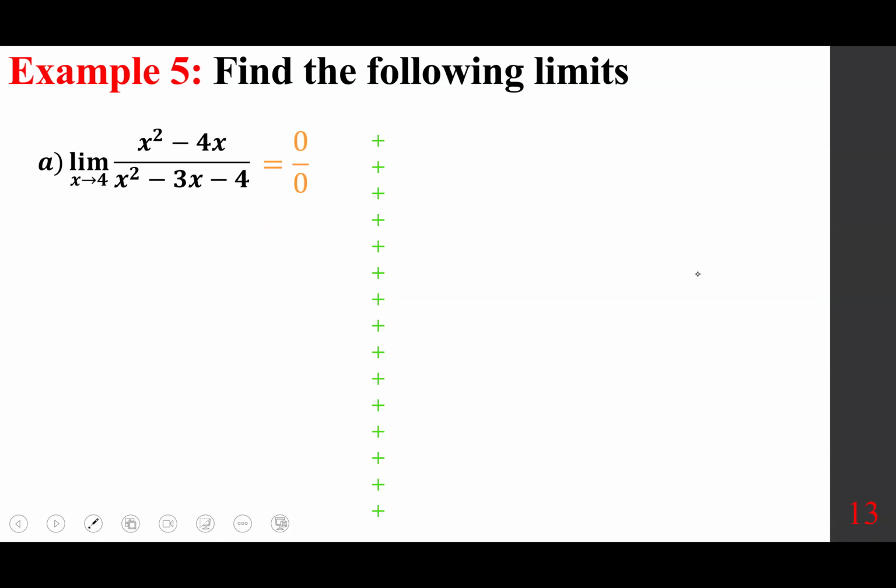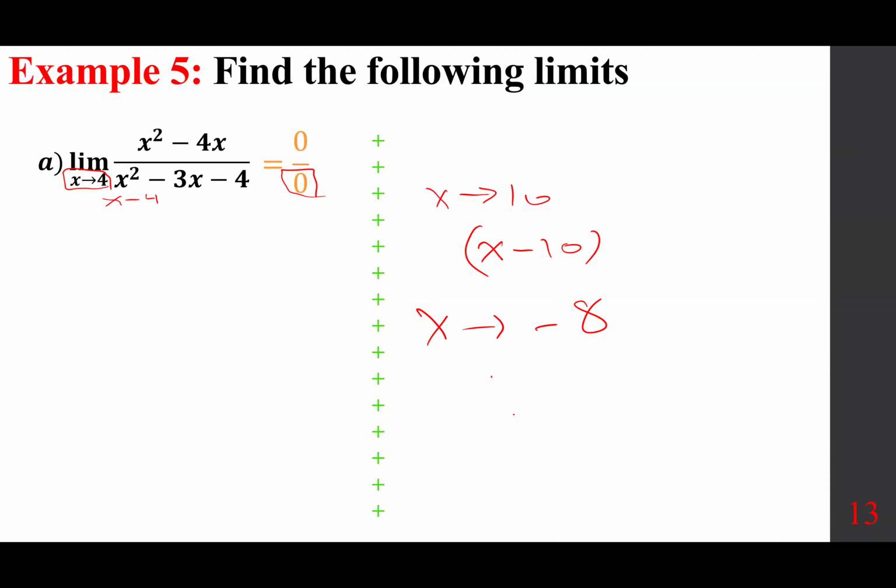In the case of a rational expression, you do factoring. One thing I want to tell you: because x is approaching 4, and we have 0 in the denominator, that means the denominator should have a factor of x minus 4. If x approaches 10, we should have a factor of x minus 10. If x approaches minus 8, we should have a factor of x plus 8. So that will help you with factoring.